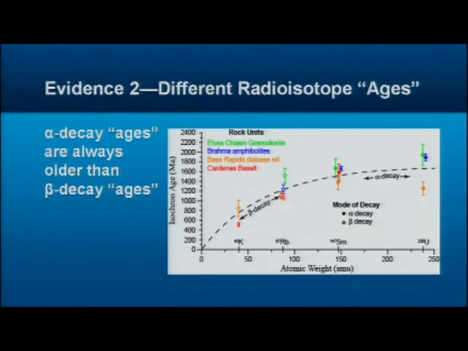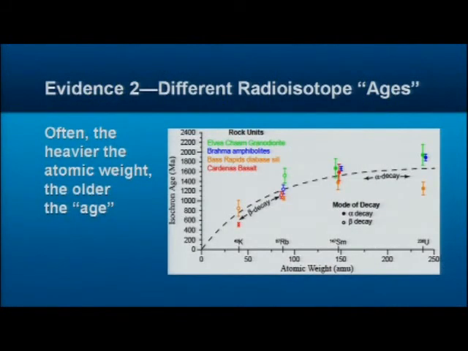And we can also look at the atomic weight. And again, we find that the heavier atoms always give older ages than the lighter atoms. And therefore, there's a relationship to these ages between the decay rate and the size of the atom and the type of decay.